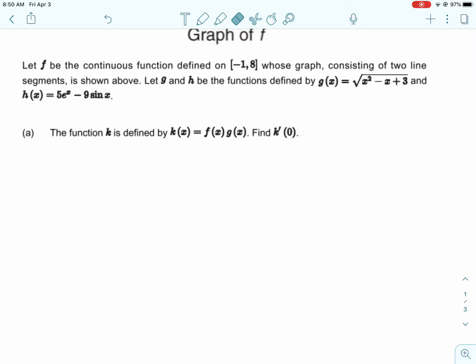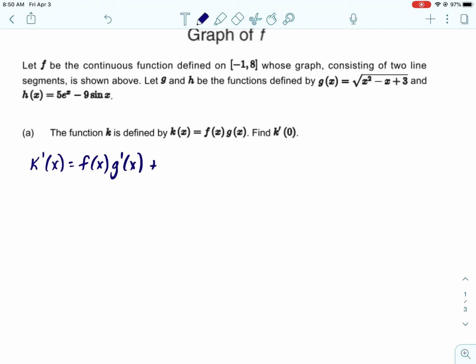All right, so here's the problem. We have another graph of f. This time it's just 2 line segments. And we are told it is defined and continuous on that closed interval. And then we also have 2 other functions that we're going to have to do some things with. And then part A creates a 4th function, which is k. And so we're going to find k prime of 0. k is just the product of f and g.